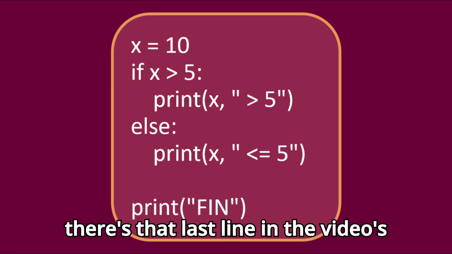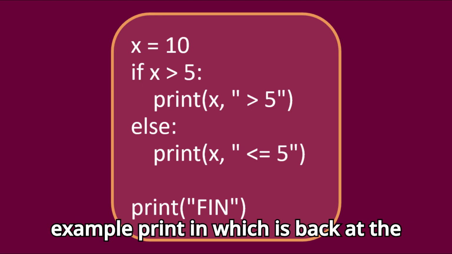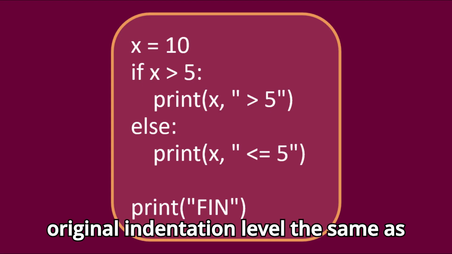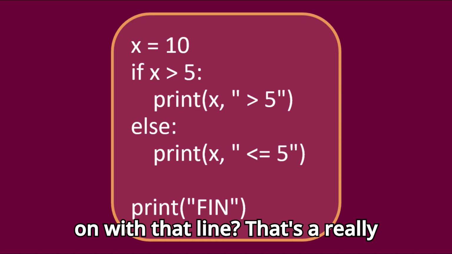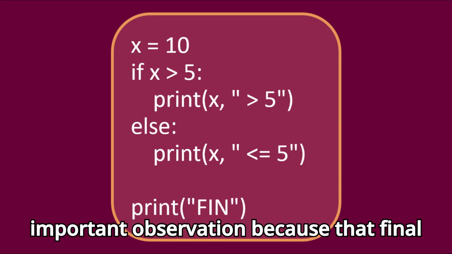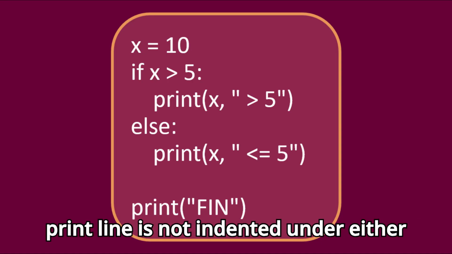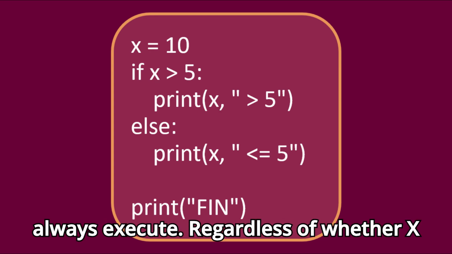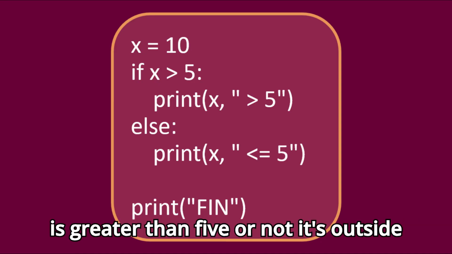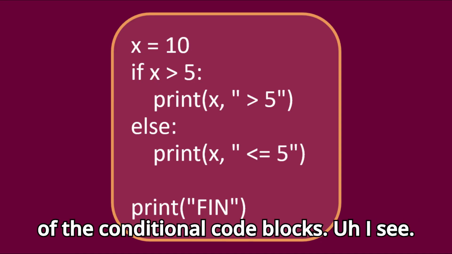Makes sense. And then there's that last line in the video's example, print fin, which is back at the original indentation level, the same as the if and else statements. What's going on with that line? That's a really important observation, because that final print line is not indented under either the if block or the else block. It will always execute, regardless of whether x is greater than 5 or not. It's outside of the conditional code blocks.